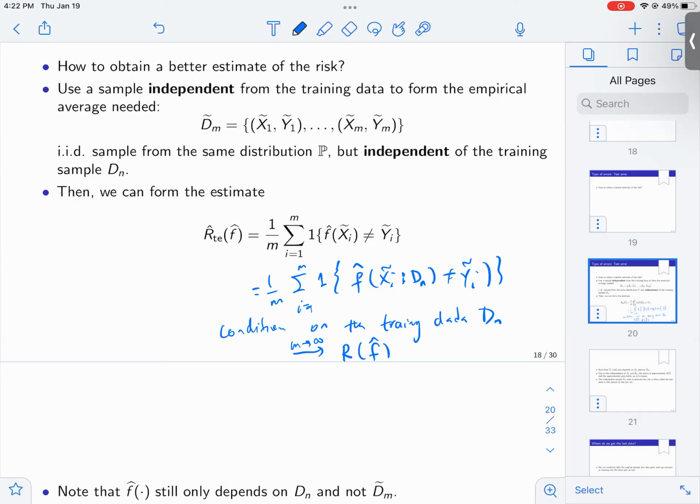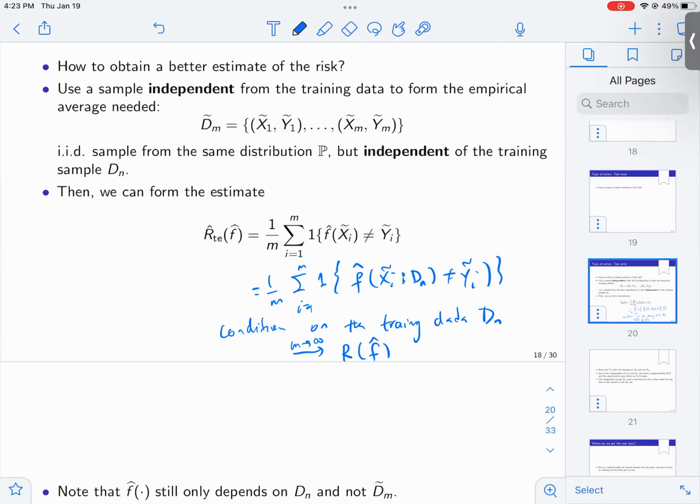Questions? Yes. Before you fix the training data, how do you get the optimal size of the training data to make the training data fix to that? So there's no relation between M and N here. The size of the training data determines the quality of the classifier. The size of the test data determines the quality of your estimate of the risk of that classifier. I can have a very bad classifier whose risk I know very well. Okay. This is the distinction.